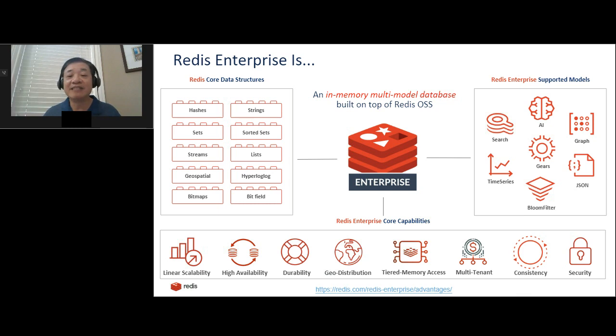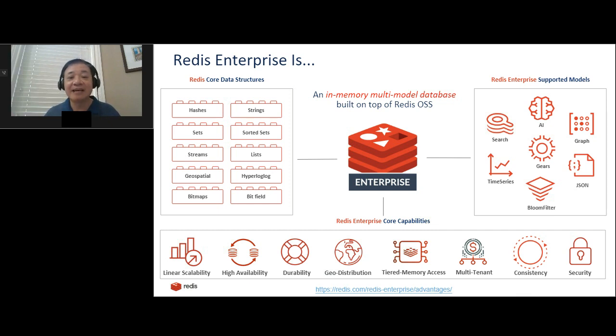With our recent JSON 2.0 launch, we now support JSON natively. It also includes an in-memory search engine that can do searches and indexing extremely fast, support for graph for those use cases that want to trace relationships among the various nodes, and then time series and Bloom filters for probabilistic detection of fraud, let's say.